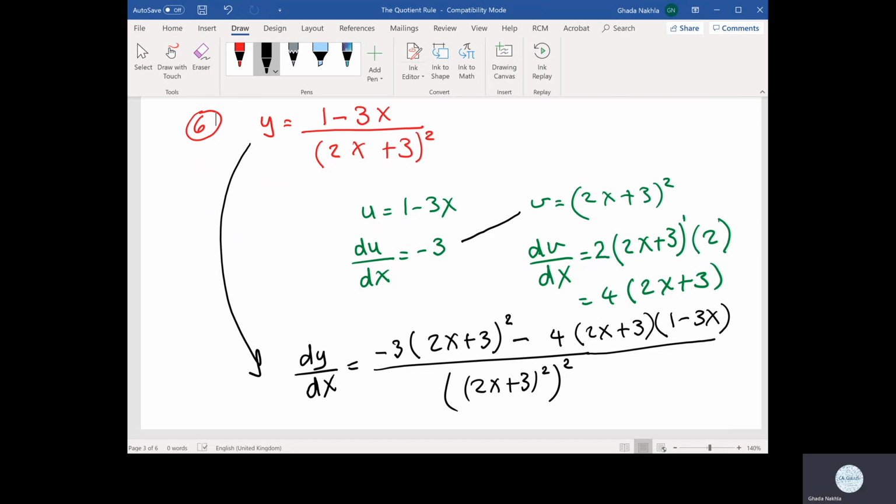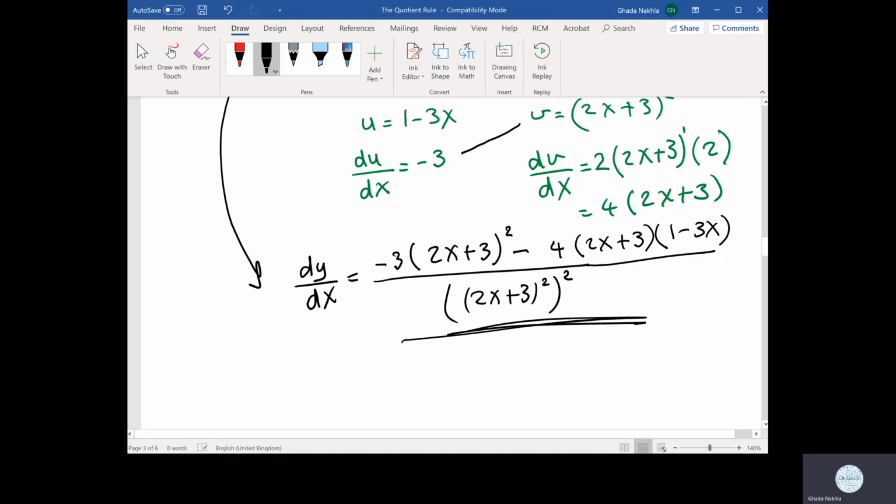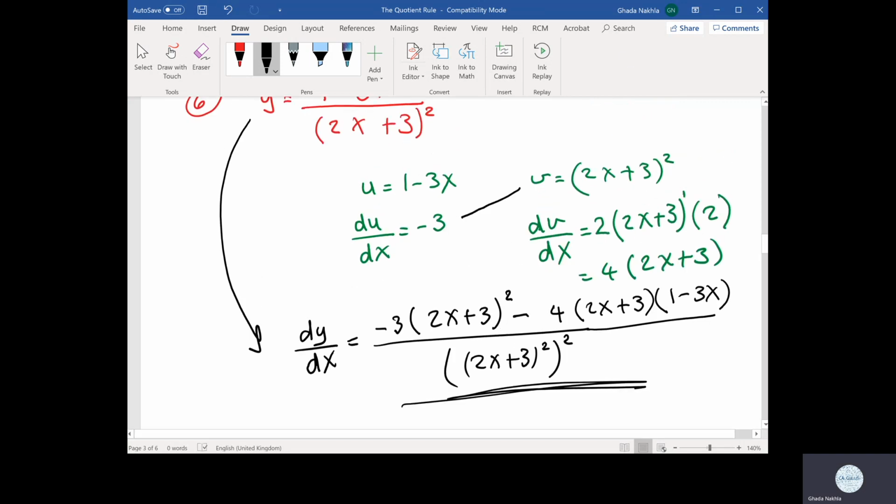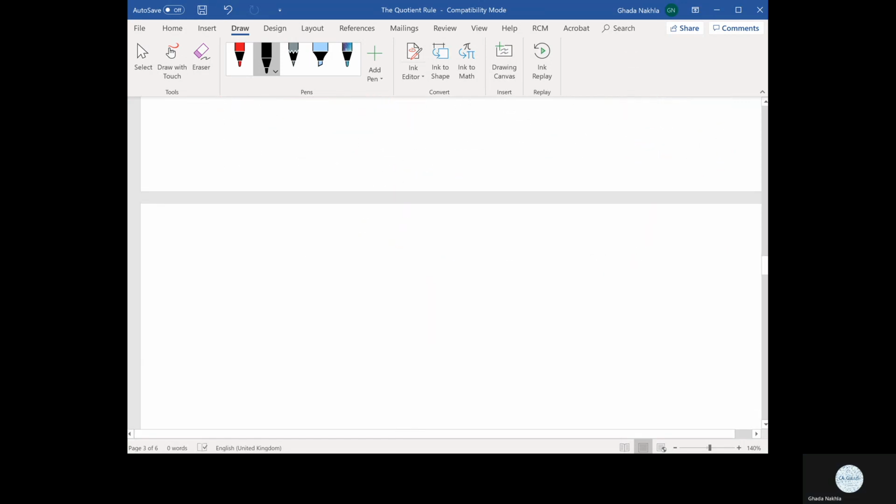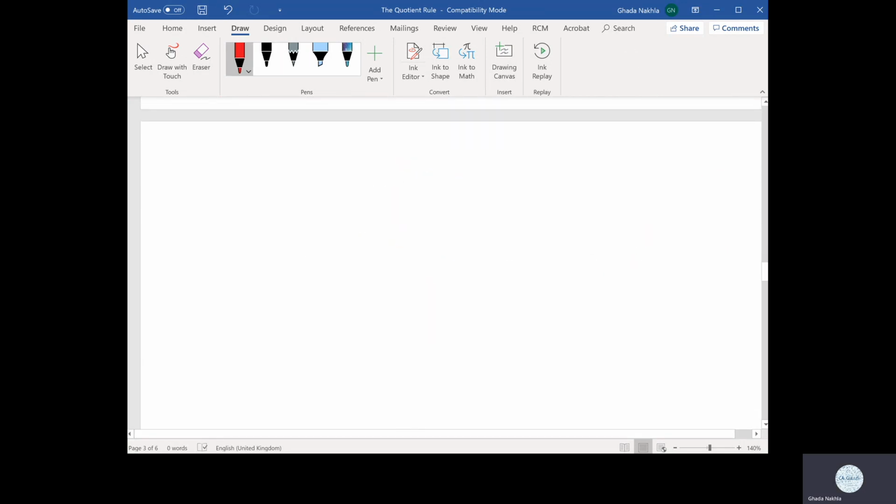And again, you can take 2x plus 3 as a common factor from the numerator and simplify it with the denominator. But we're going to leave that for now. Let's take a look at the next question. We're on 7 now.